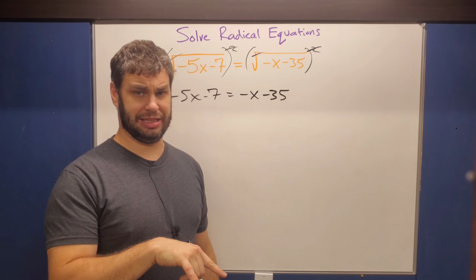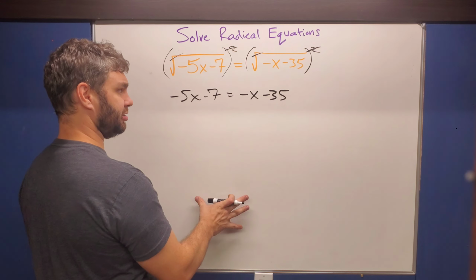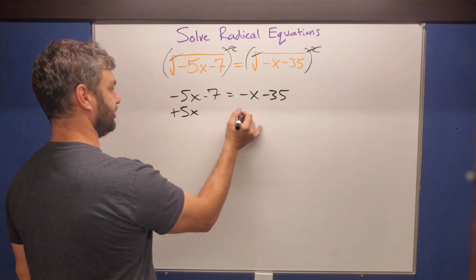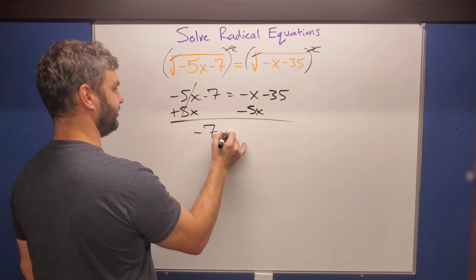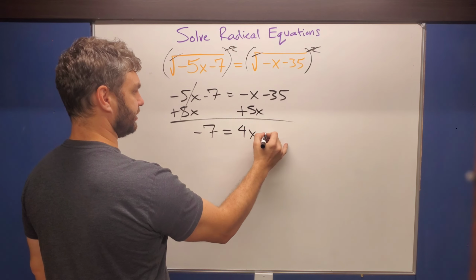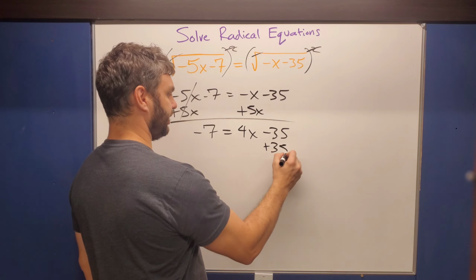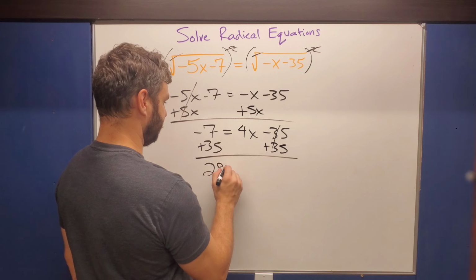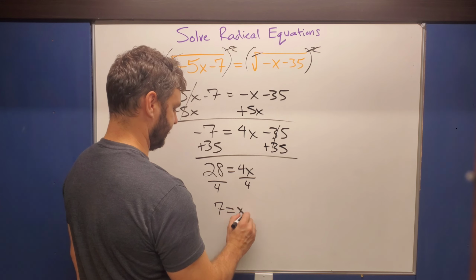However, we have to do that last step at the end to check if there's extraneous solutions. So I'm going to solve this, and let's see if we can get an answer, and then we got to plug it back in when we're done. I like to move my smaller x. In this case, it's -5x, which is more negative than just -x, giving us -7 equals 4x minus 35. Okay, I'm going to add the 35 over, plus 35, and I get 28. Positive 28 equals 4x. If I divide by 4, 7 is what I get for x.